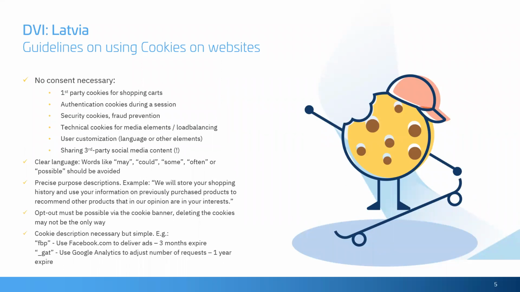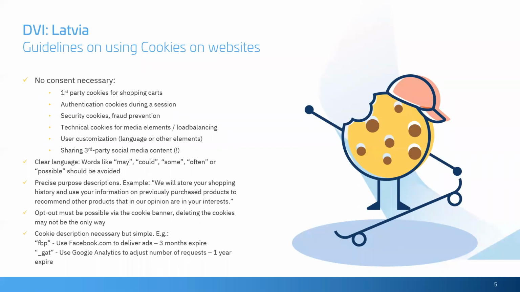And they gave an example on how they like to see cookie descriptions. I picked two that we usually see with our clients. So FBP, that's the Facebook cookie name. And the description that they gave is "use facebook.com to deliver ads, 3 months expire time." So that's very, let's say, also very Latvia specific.